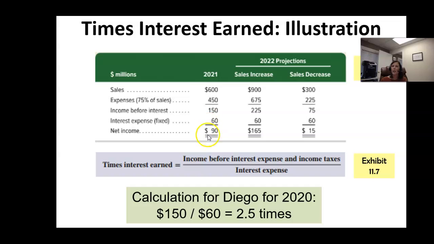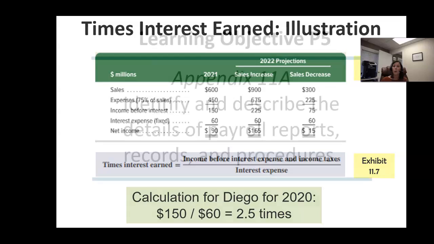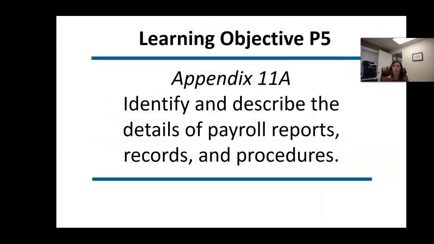So we've got the interest expense. Our net income is the bottom line, but we want to go above that and look at income before interest and taxes, and then divide that by the interest expense. And we have in income 2.5 times the ability to cover our interest expense. So that's at least good. If we're less than 1, we're in big trouble.